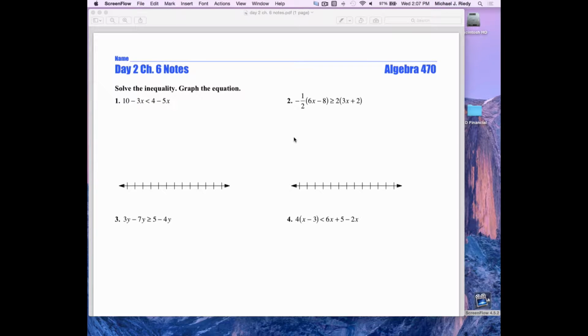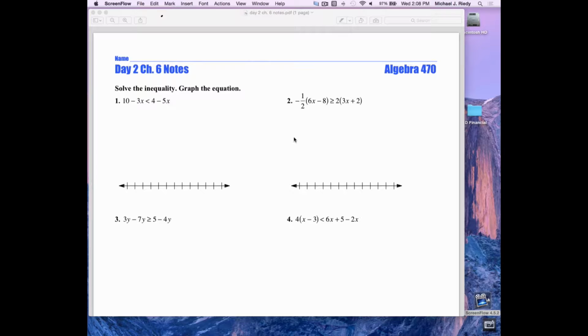Okay, so today, as I said, everything stays the same. The only difference is things get a little bit more complicated. So you'll notice in problem number 1, we're still doing what we've already done. We're solving an inequality. We're going to graph it when we're done. The difference is, notice I've got x's on both sides of the inequality. And remember, these are inequalities, not equations.